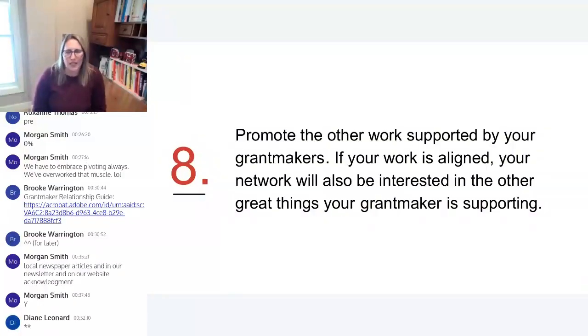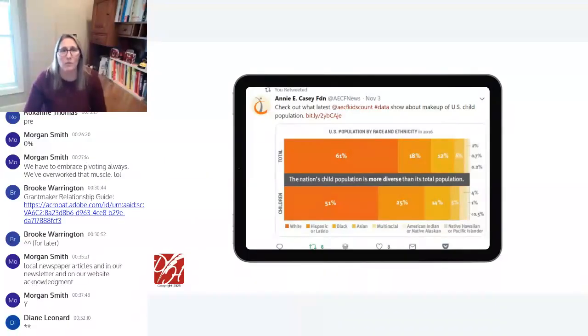All right, tip number 8. Promote the other work supported by your grant makers. If your work is aligned, your network will also be interested in the other great things your grant maker is supporting. There's a reason that you think you're a good fit with this potential grant maker. Or if you are currently their grantee, there are definitely reasons that they funded you in terms of your alignment. So how can you help both you and them?